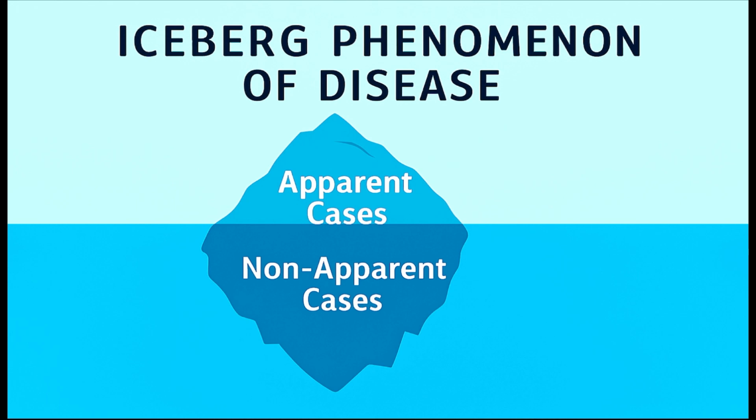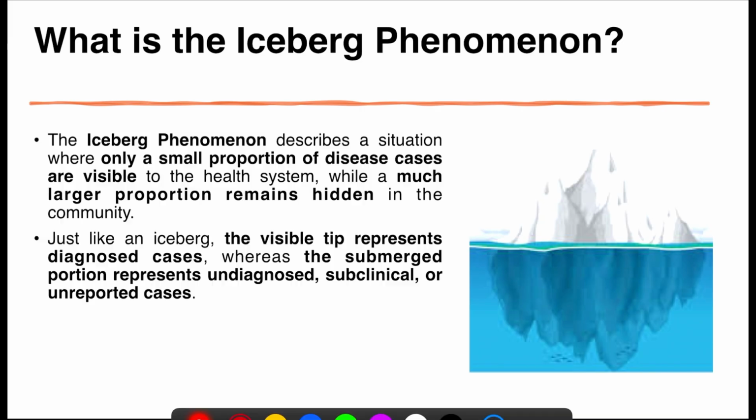In today's video, we will talk about an important concept, that is the Iceberg Phenomenon of Disease. The iceberg phenomenon describes a situation where only a small proportion of the disease is visible to the health system, while a larger proportion remains hidden in the community. In an iceberg, only a small proportion is visible outside, while a larger proportion remains hidden.